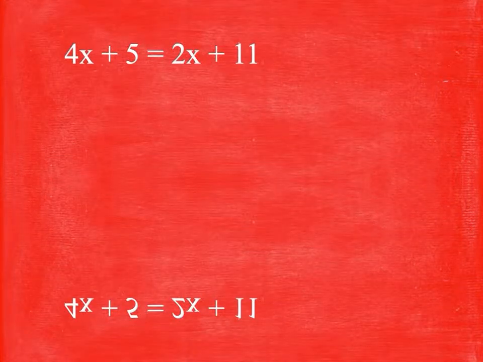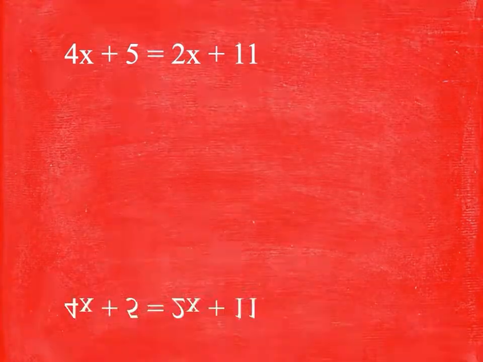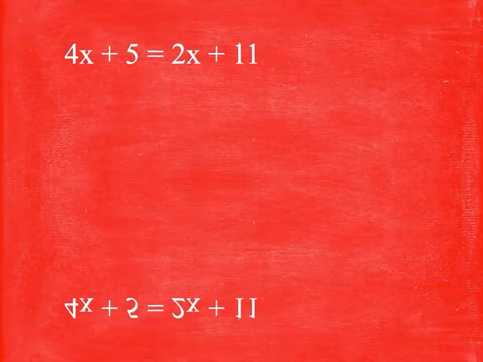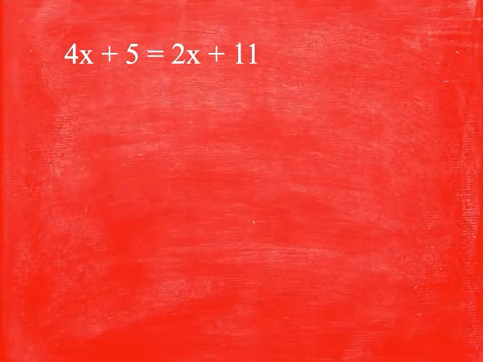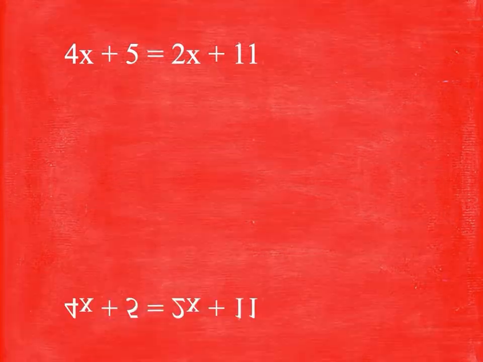Now remember, I had to subtract like terms from like terms. So I don't want to put it underneath the 5. I need to put it underneath the 4x. That gives me 2x plus 5 equals 11. Now I'll subtract 5 because we've had a two-step equation. That gives me 2x equals 6. And I'm going to divide by 2, and x is equal to 3.